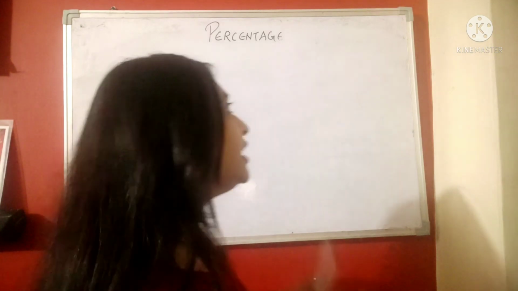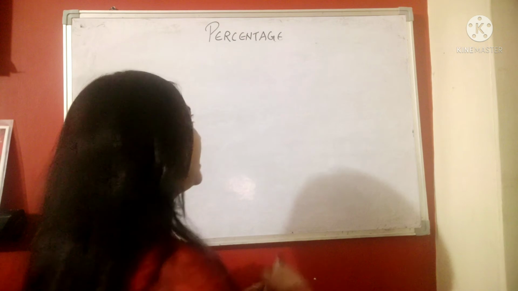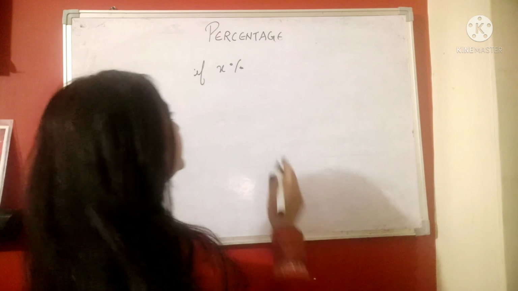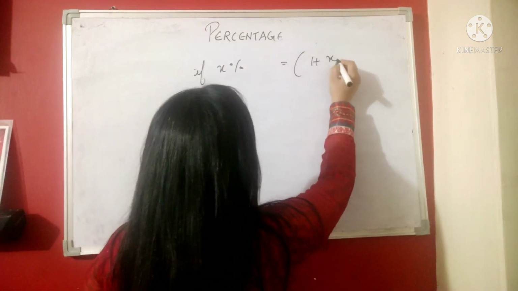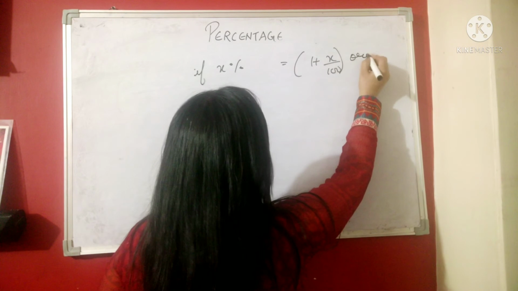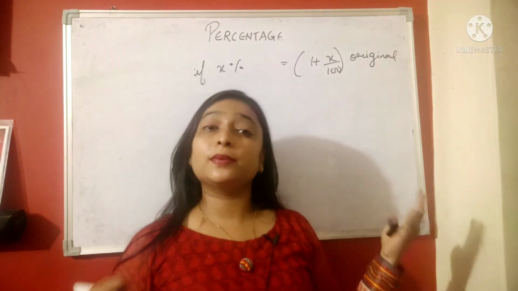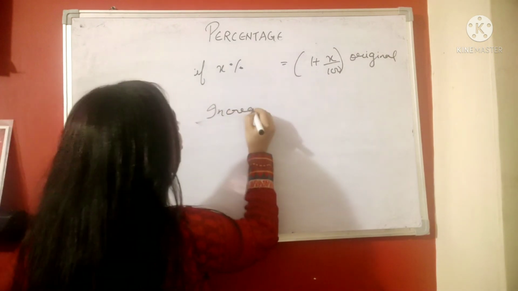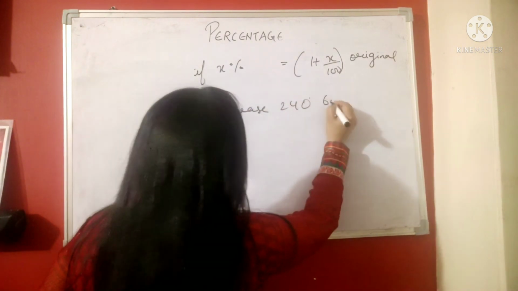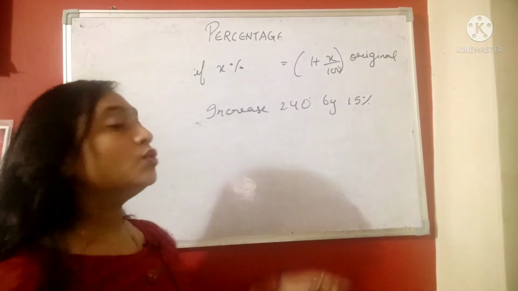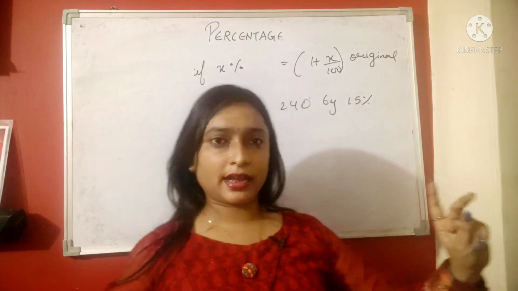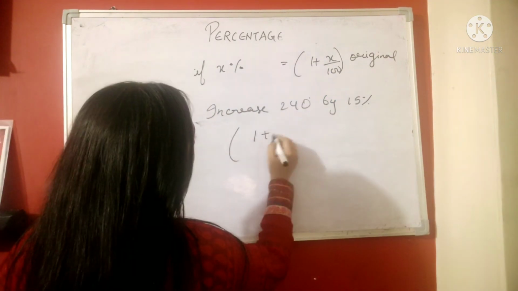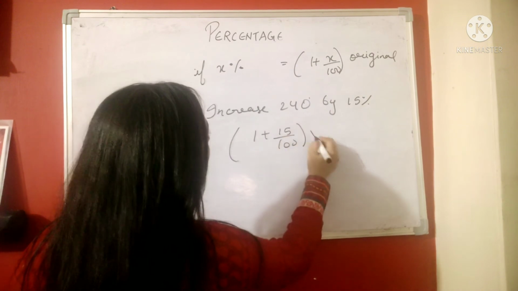Now if we have a question, if X% is increased in any quantity, then the formula is 1 plus X upon 100 of original value, right? Now in which type of question is this formula applied? Let's see. If it is given to increase 240 by 15%, right? So if we assume X and then find out 15% of that X and then increase that value, it becomes time consuming. So what we are going to do is just substitute the values here and solve it.